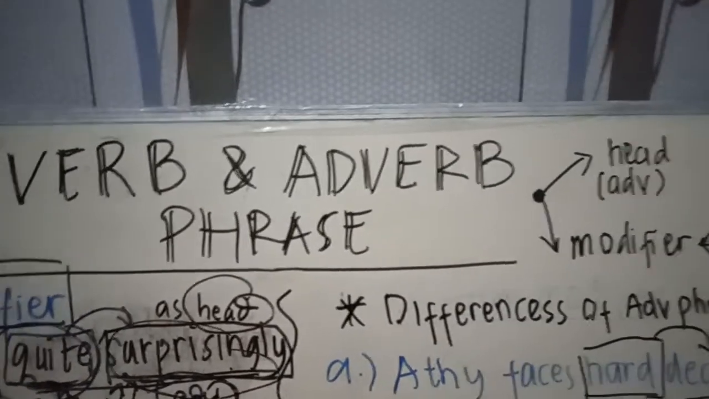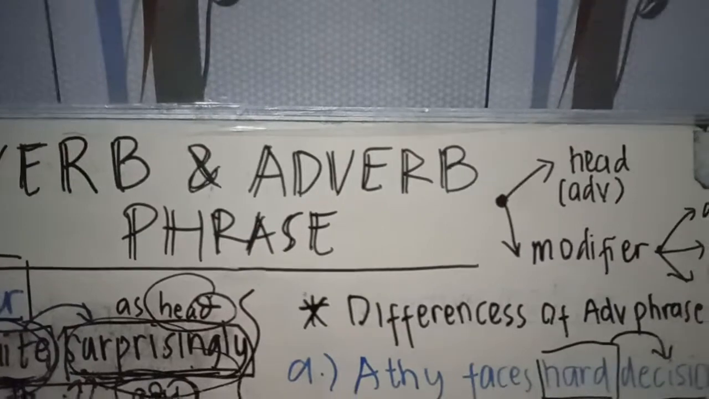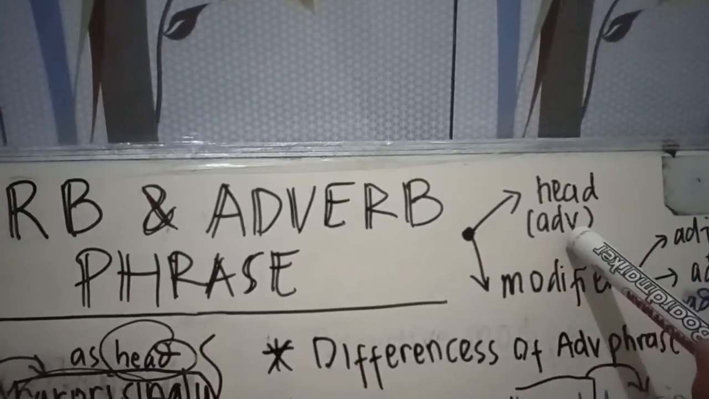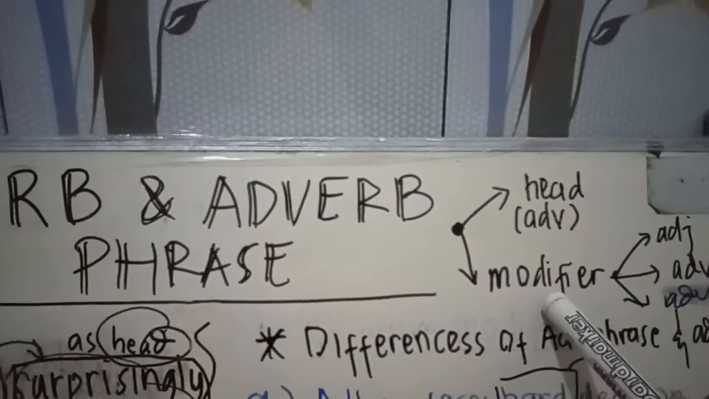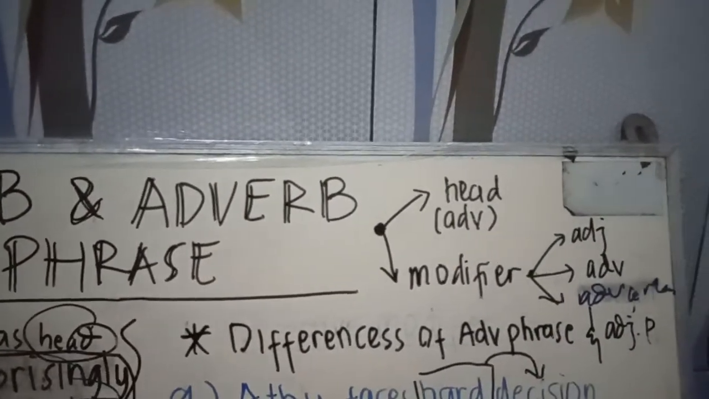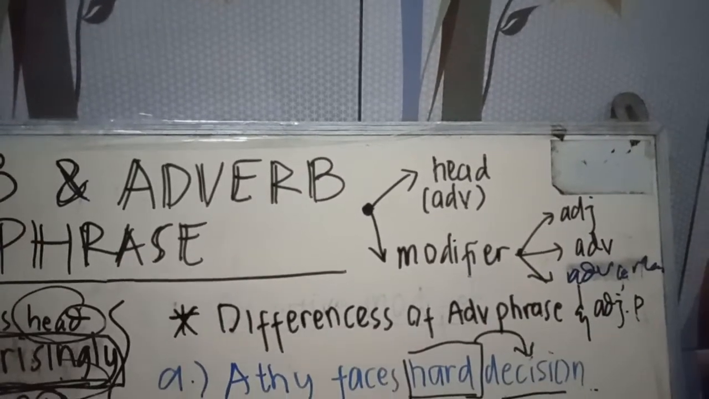What is an adverb phrase? An adverb phrase is basically a phrase that consists of two parts: the head, which is an adverb, and also a modifier. The modifier can be three kinds: adjective, adverb, and adverbial.